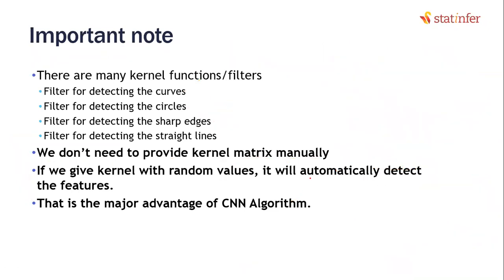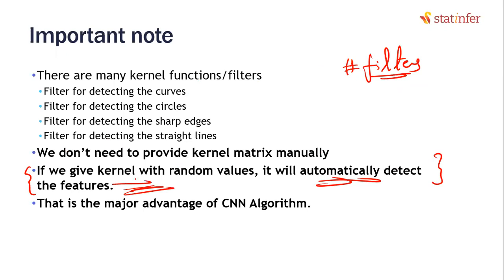So you need to give the number of filters. The filter values need not be given. If we give kernels with random values, the model will automatically detect features. All of you, once again, acknowledge this. It will automatically detect features. This is a major advantage of the CNN algorithm.